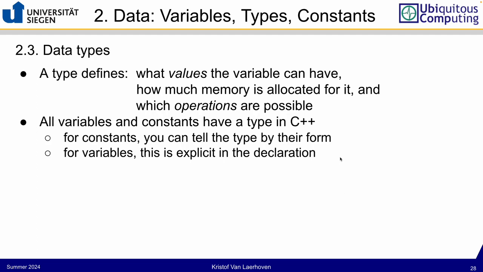Good, and then basically everything, a lot of things, including variables and constants, we'll see later also methods and functions, have a type. And for constants, you can tell it by their form. So we saw a 12, that's an integer, or 2.3 is a double. And those basically are things you can use in your code straight away. Constants are not a problem. You just need to know their notation. And for variables, you need to explicitly declare them. You need to say int i, and then you have an integer with the name i. Okay?